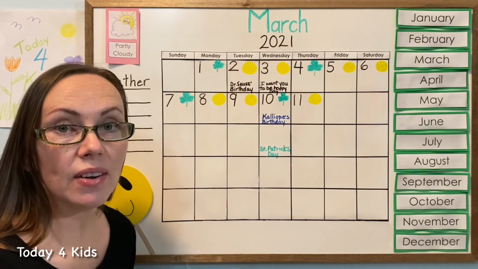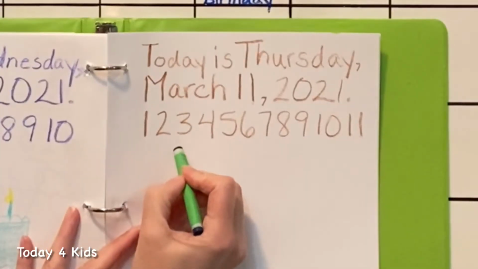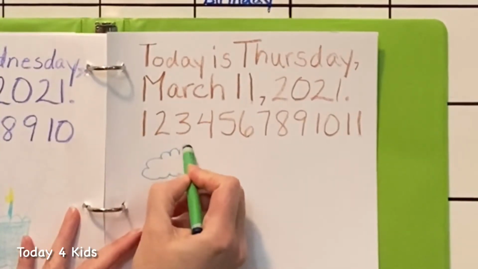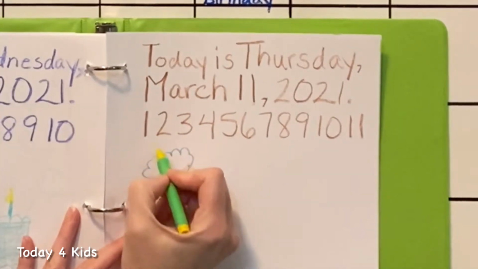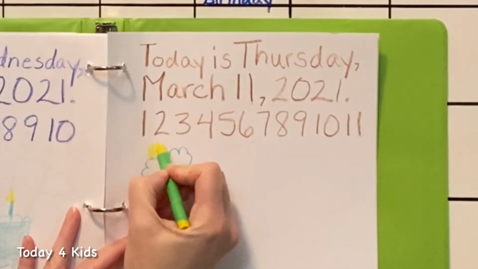Now let's put it into our agenda. So today is partly cloudy, partly sunny. So I'm just going to draw a cloud, and I'm going to put a sun peeking out from behind it.